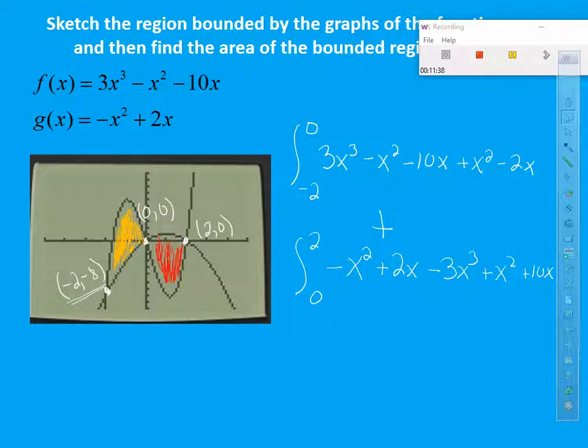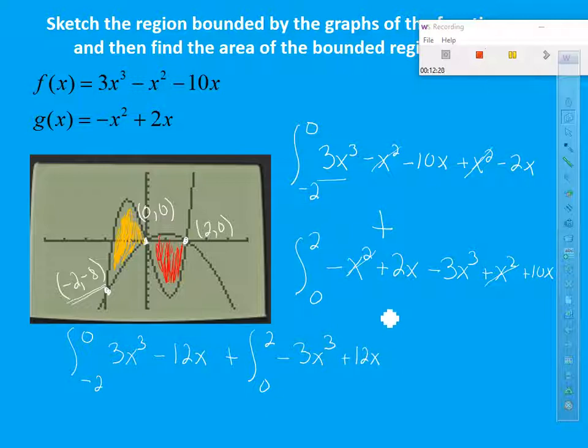Now, before you go find all the antiderivatives and everything, guys, let's simplify first. I'm going to have -2 to 0. Let's go through and combine some like terms. It looks like I've got a 3x cubed. Looks like my x squareds are out of there. And -10 and -2 make -12x. Plus the antiderivative from 0 to 2 of -3x cubed. X squareds are out of there again. Plus 12x.